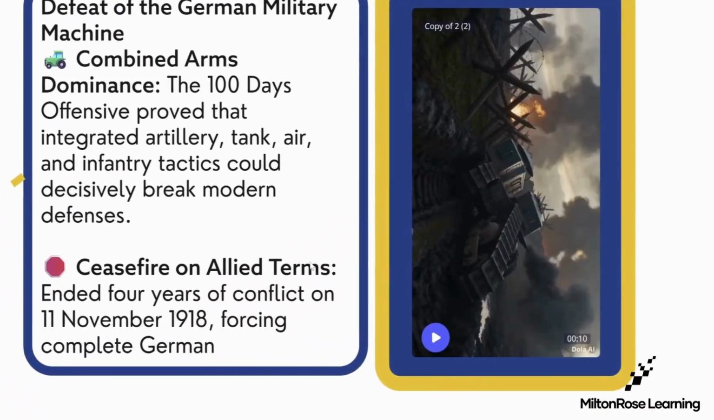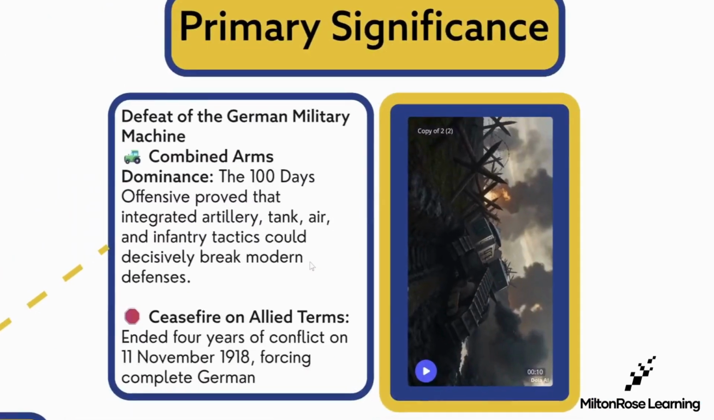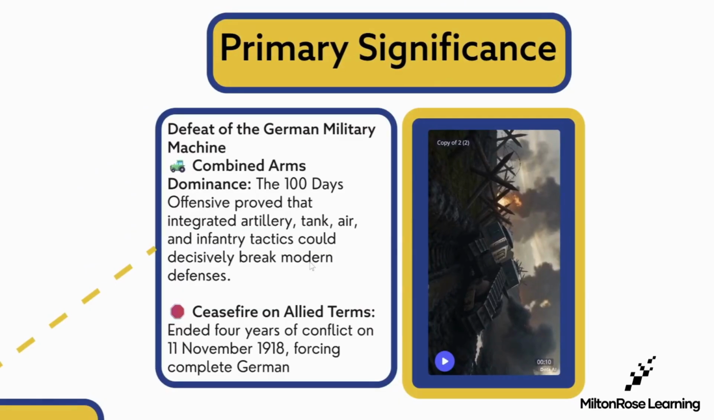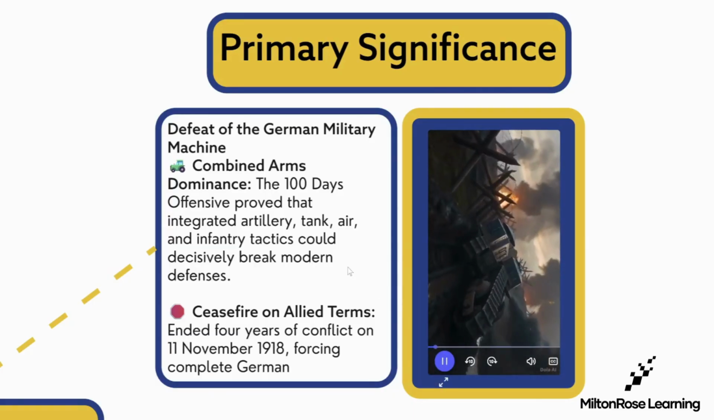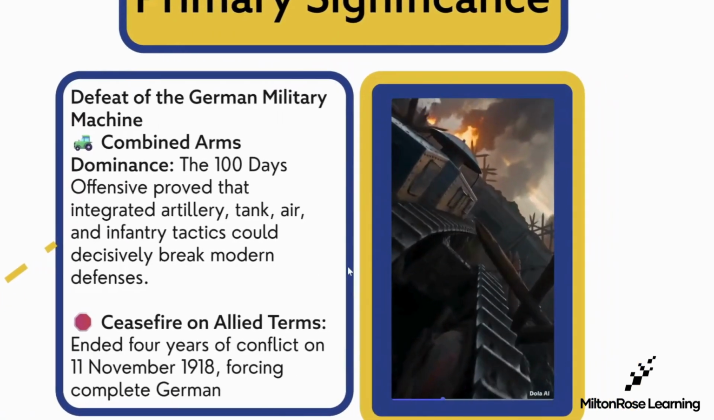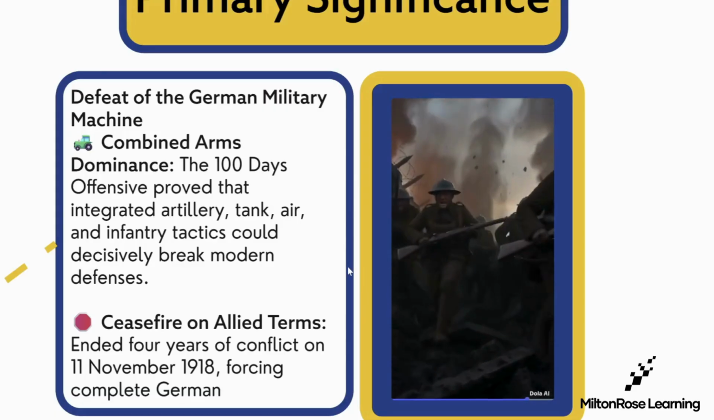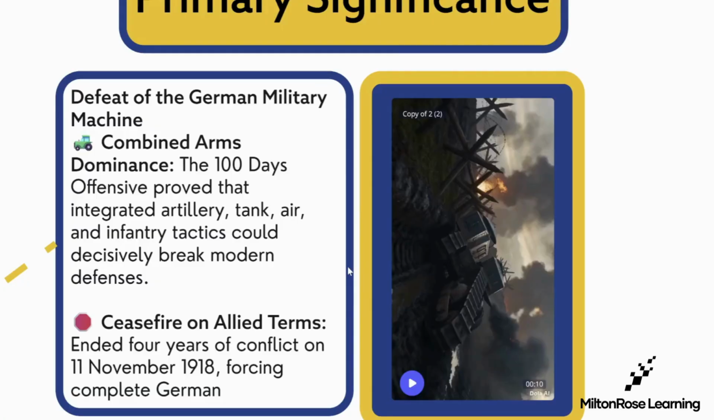And then in terms of primary significance, well, it's not very difficult to work out, I don't think, here. It was the defeat of the German military machine, wasn't it? So combined arms dominance, the 100 Days Offensive proved finally that artillery, tanks, air and infantry tactics could decisively break through modern defences, as you can see here, with tanks and infantry working together in that principle of combined arms. It took us 4 years to train those combined arms principles, but nevertheless we got there in the end.